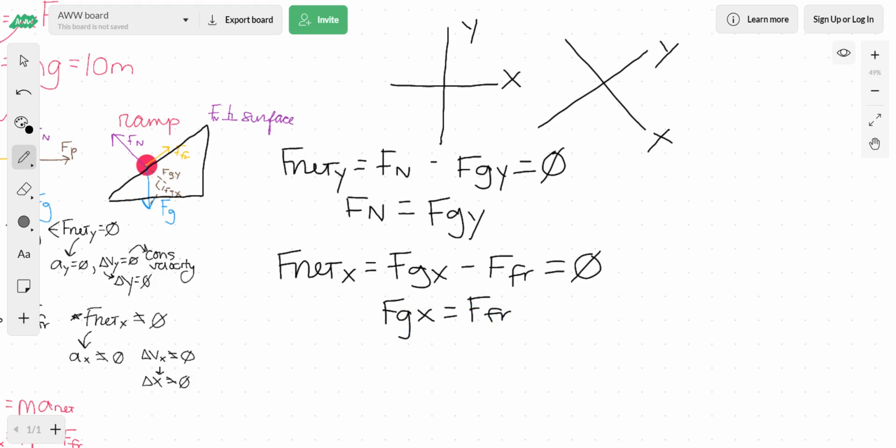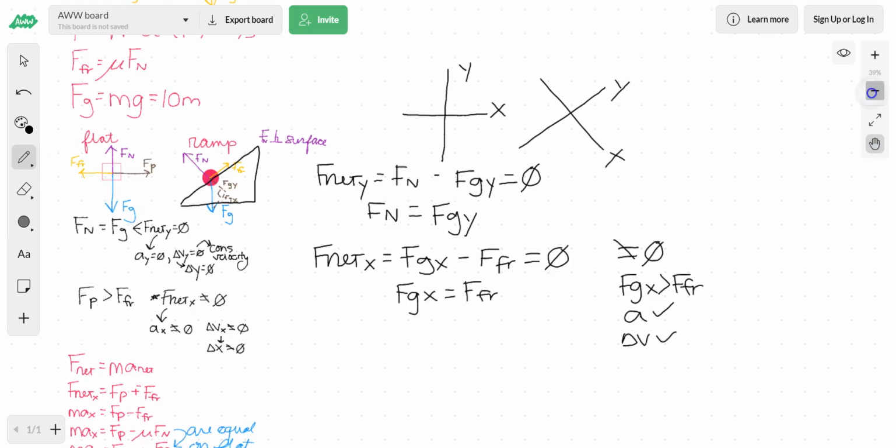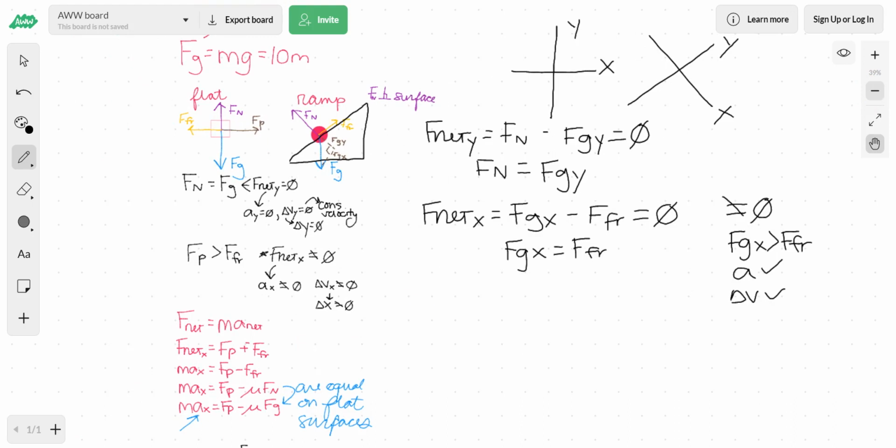All right. If this situation happens and they do not equal 0, then that means that either Fgx is greater than force of friction, which means that there is an acceleration, which means that there is a change in velocity, or force of friction is greater than Fgx, and that opens a whole other can of worms that we're just not going to talk about right now. Alright, so there's that. Okay, so we talked about that.